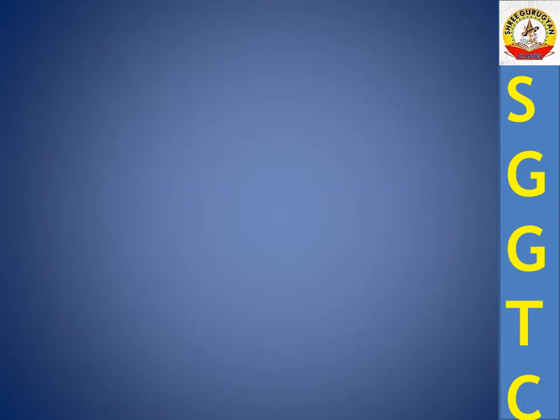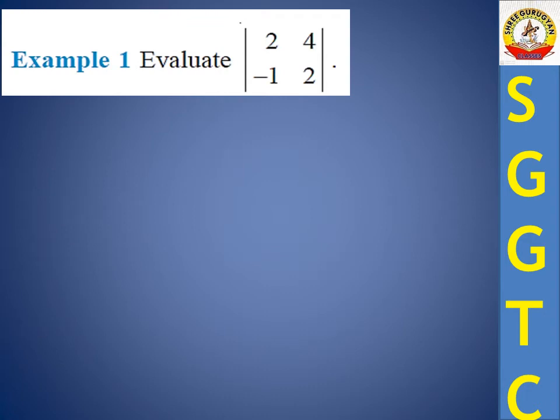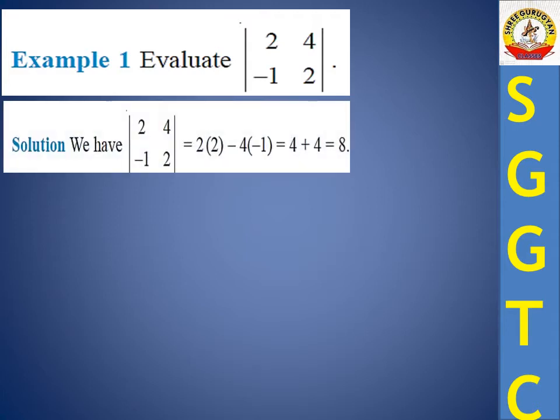Now, further going. Example 1: evaluate the given determinant with first row elements 2, 4 and second row elements minus 1, 2. Very easy, students. Just apply principal diagonal, 2 into 2, minus secondary diagonal, minus 1 into 4. Calculating further, 4 plus 4, the answer becomes 8. Yes students, it is only a 1 mark question.